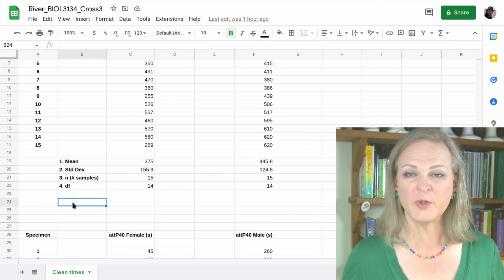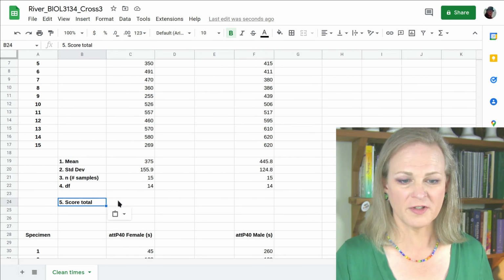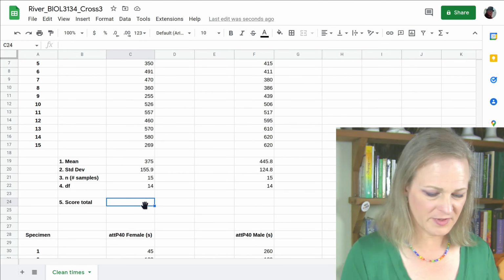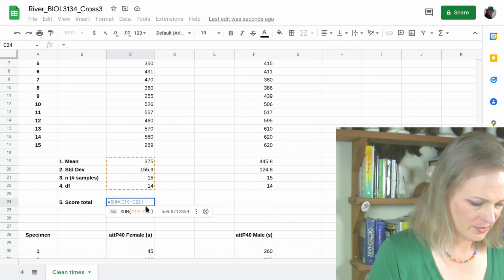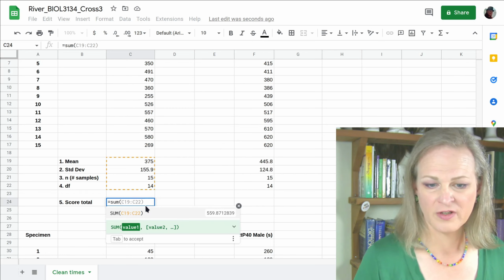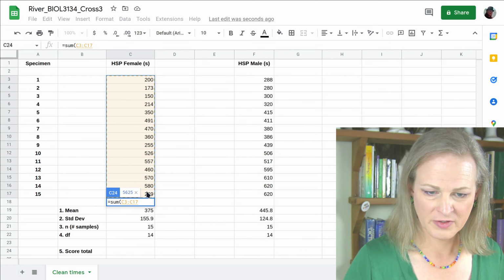All right, so since we will need totals of scores to get our T squared values, we'll start with that. So this is going to be equals sum, but we don't want these. We want these values.